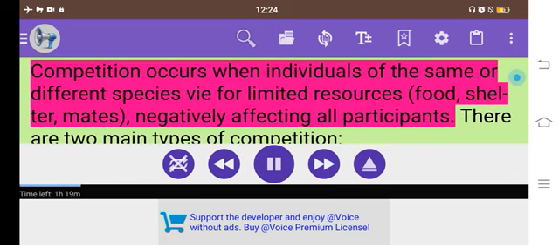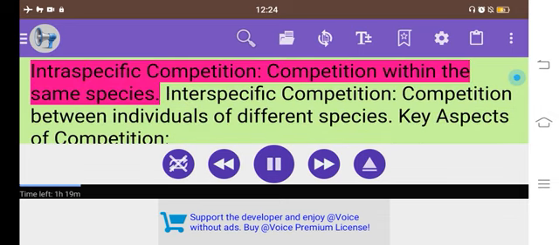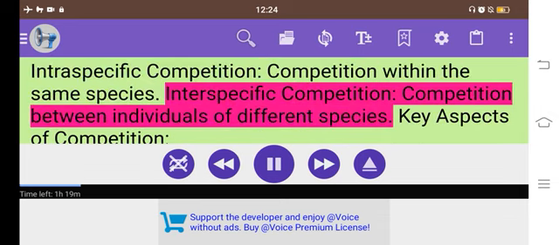2. Competition. Competition occurs when individuals of the same or different species vie for limited resources: food, shelter, mates, negatively affecting all participants. There are 2 main types of competition. Intraspecific competition: competition within the same species. Interspecific competition: competition between individuals of different species.